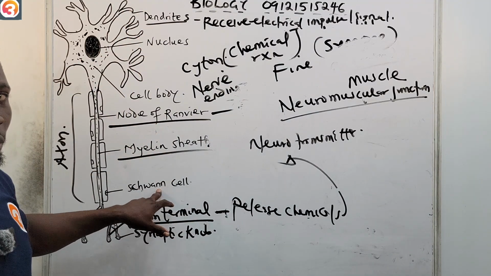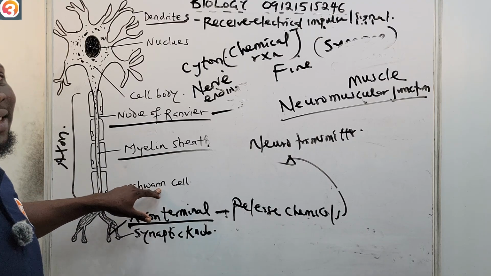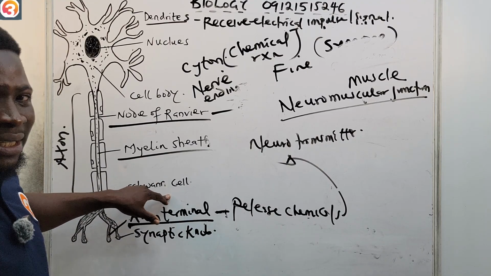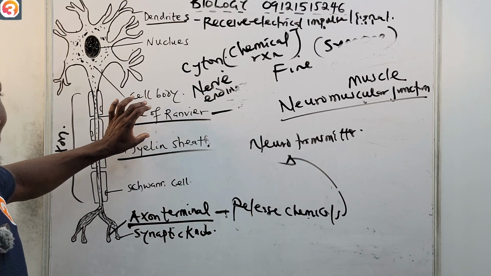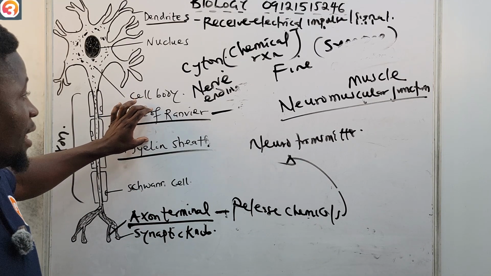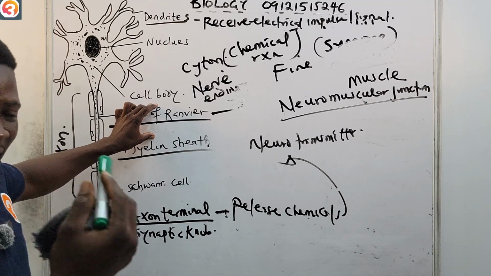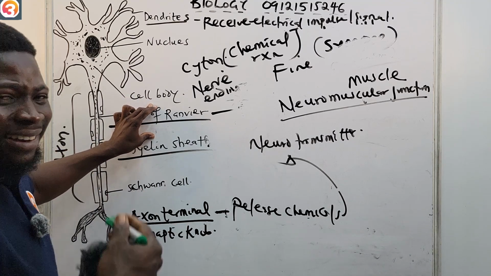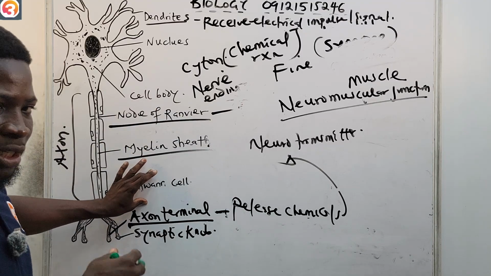Even the squam cell also helps to make the impulse faster. So it helps to speed up the impulse, just like the myelin sheath. Sorry, just like the node of Ranvier, which helps to facilitate the speed, or increase the speed, of the impulse. So does the squam cell.